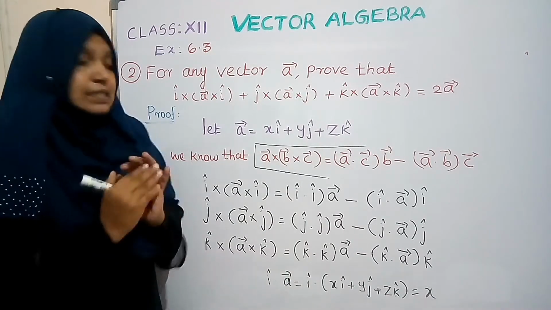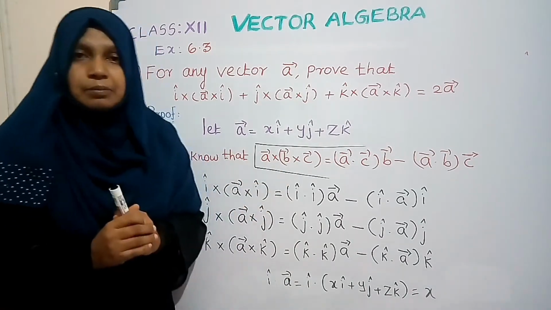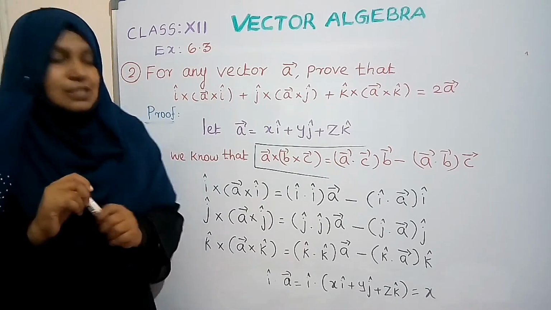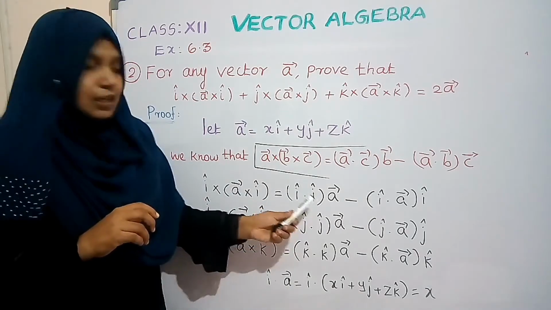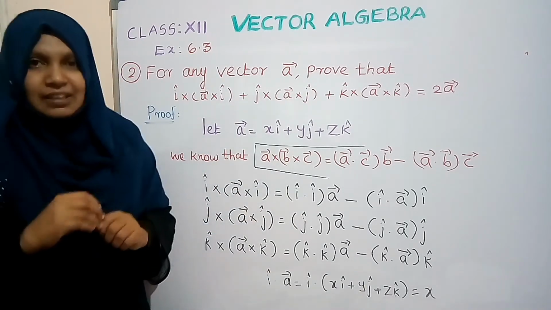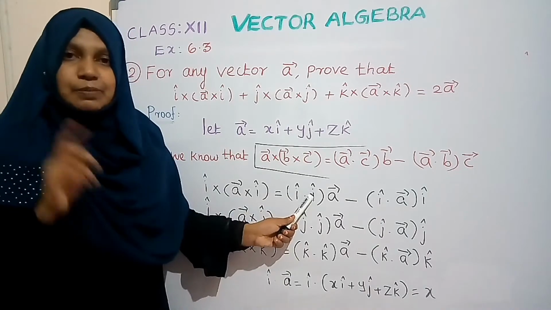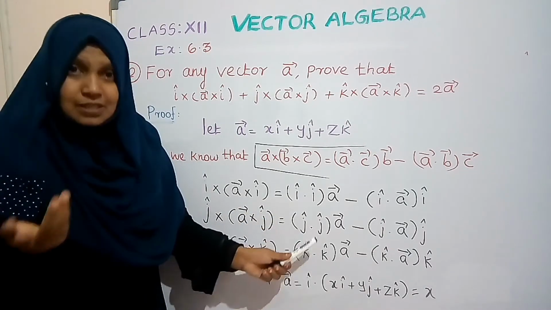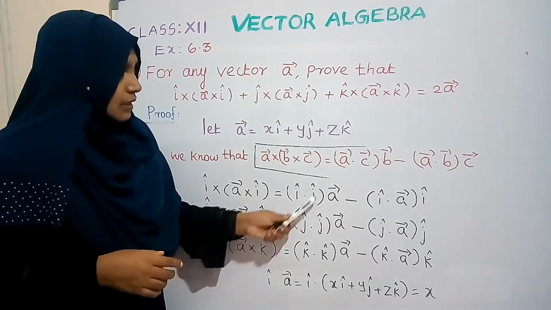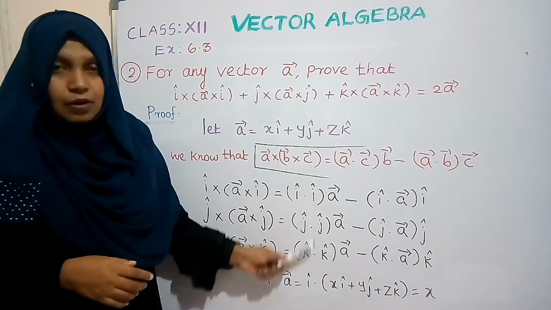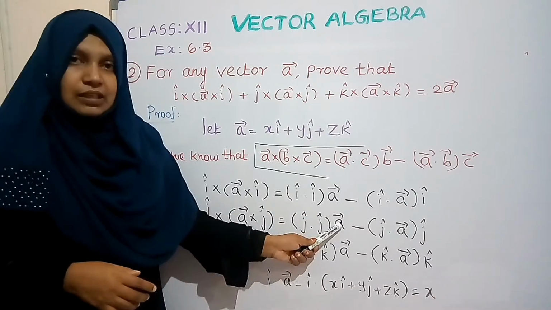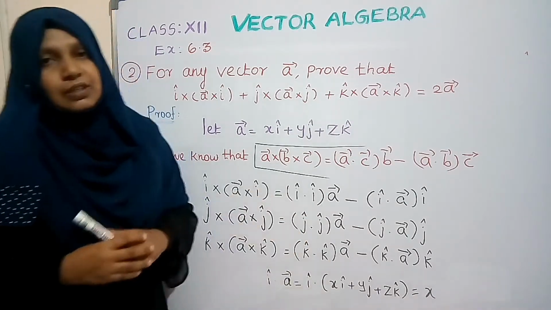Now calculate each term value. What is i cap dot i cap? We already learned that i vector dot i vector is 1, because the unit vector coefficient is 1, so when you multiply the coefficients in the dot product we get 1. So i cap dot i cap is 1. Similarly j cap dot j cap is 1. k cap dot k cap is also 1. So this first term dot product is 1 in all the terms. We can write 1 into A vector is A vector. Here also 1 into A vector is A vector. And in the third term also 1 into A vector is A vector.